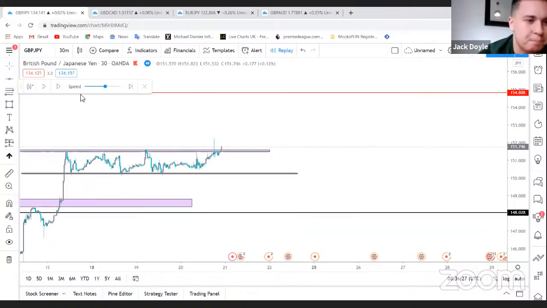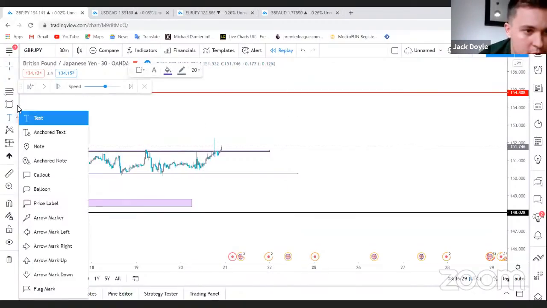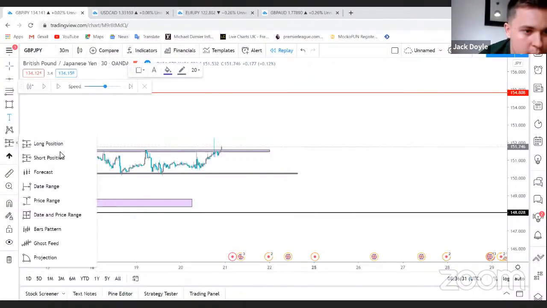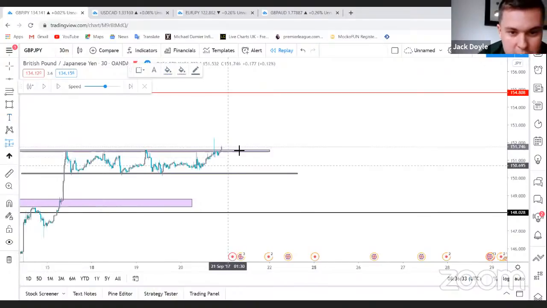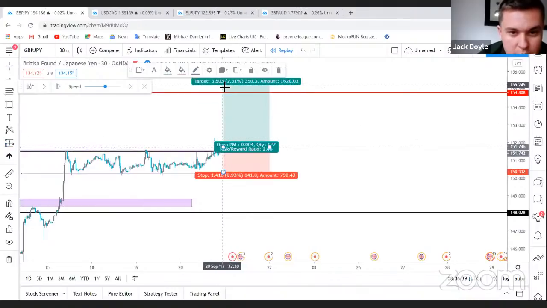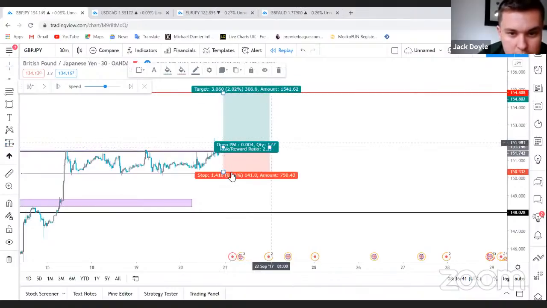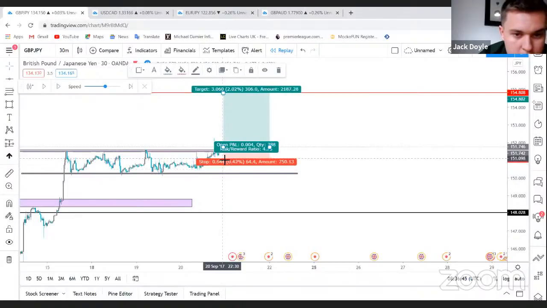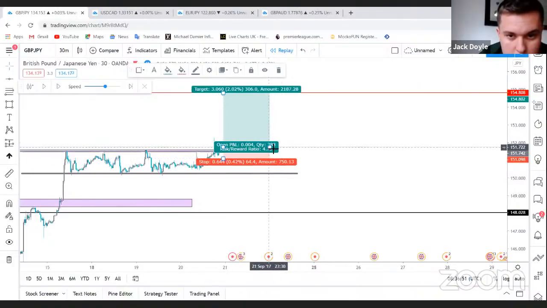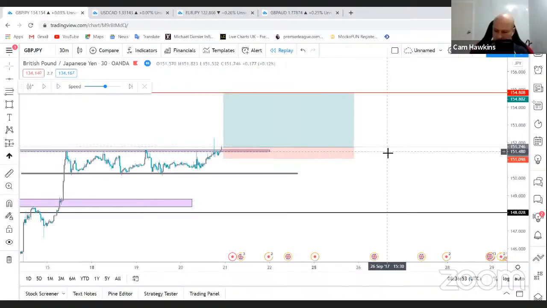You know what? I'll go for that. Keep the people happy. Long position on this 30-minute candle. So happy enough with the entry there. Take profit here. Okay. And I'll bring my stop just below there. So what was that, 4.75?